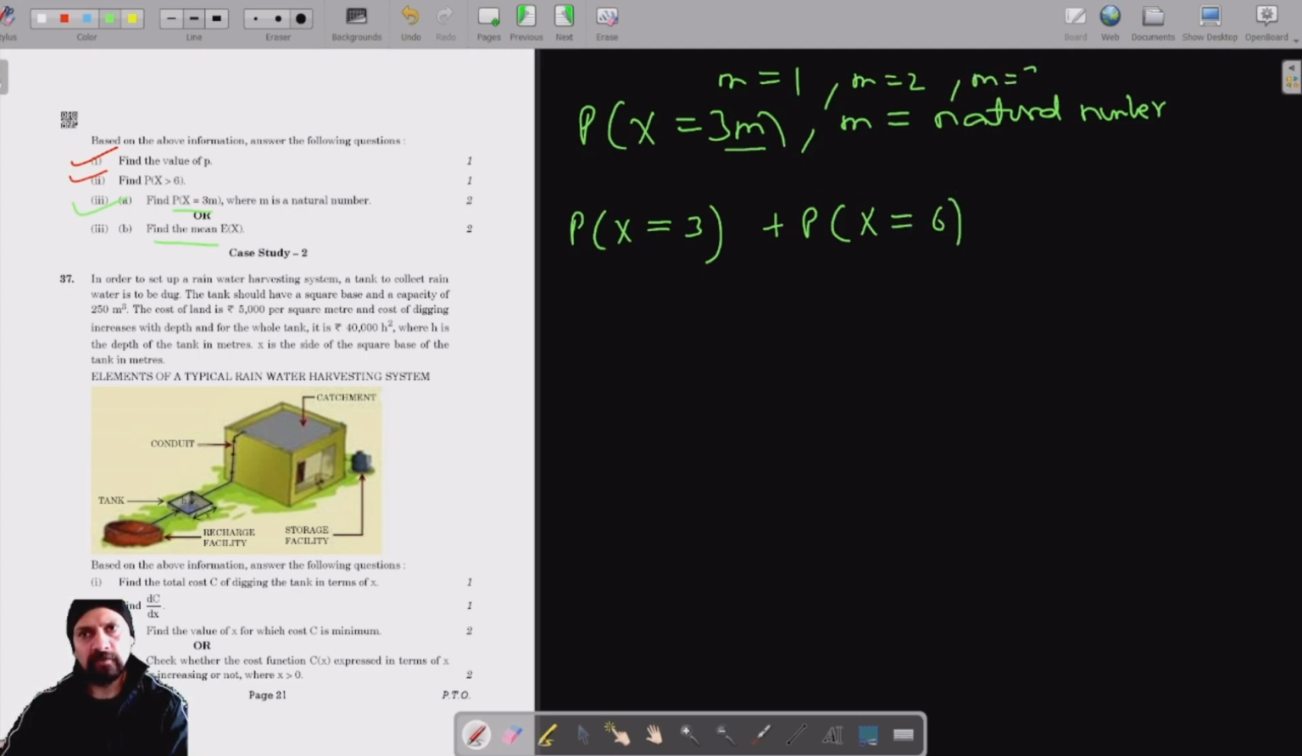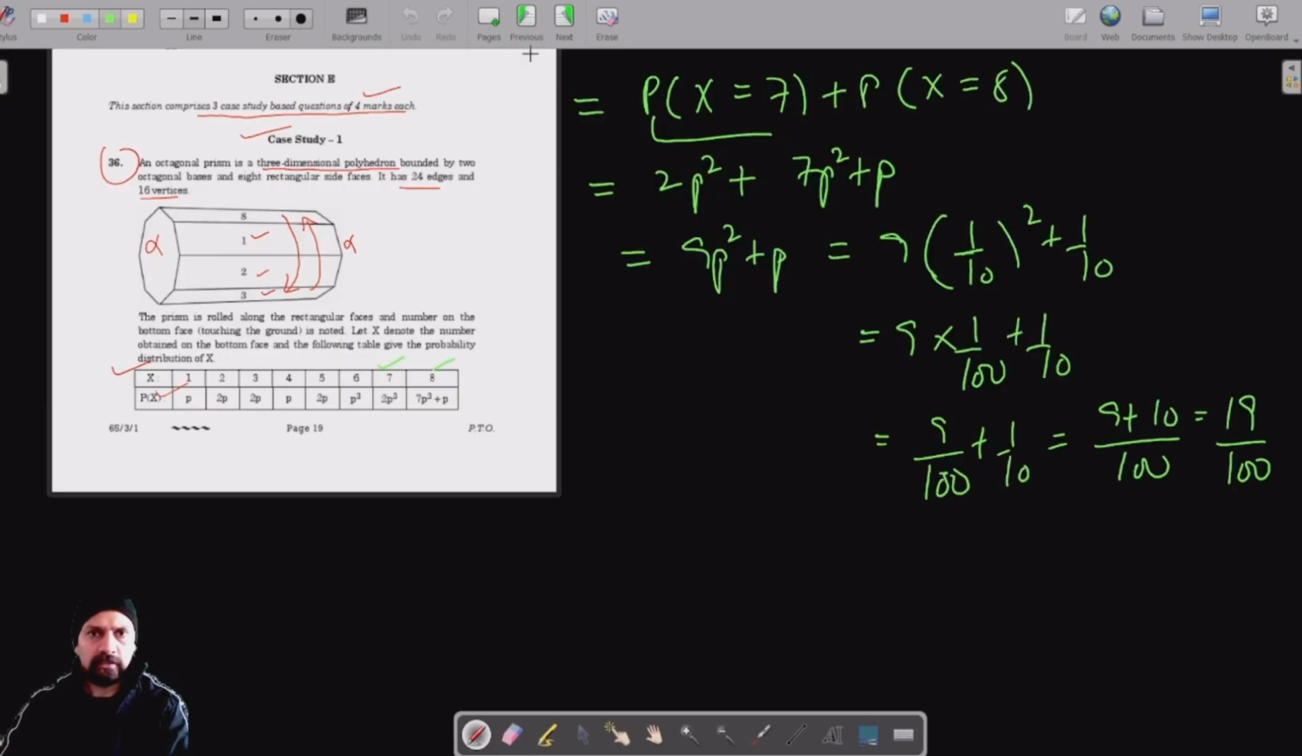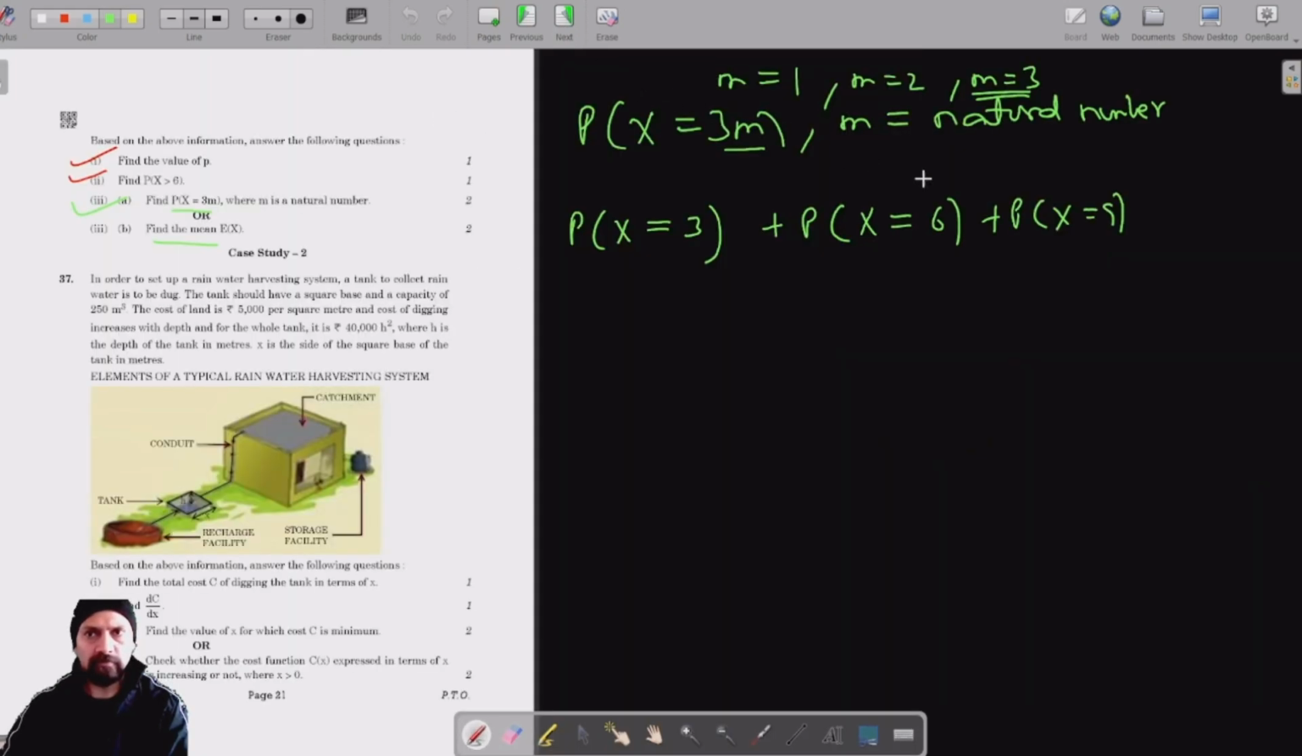And if I put m is equal to 3, that gives me probability of x is equal to 9, but we don't have the random variable as 9. So we will just remove this and add the probability of x is equal to 3 and x is equal to 6. So the natural number m, when put x is equal to 1, gives x is equal to 3, and m is equal to 2 gives us x is equal to 2.